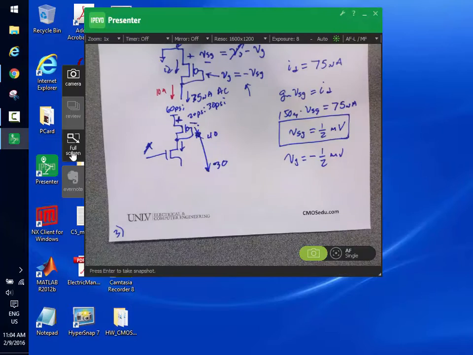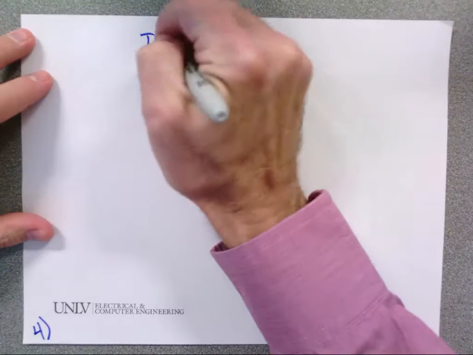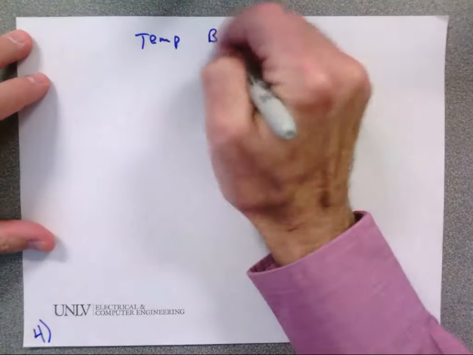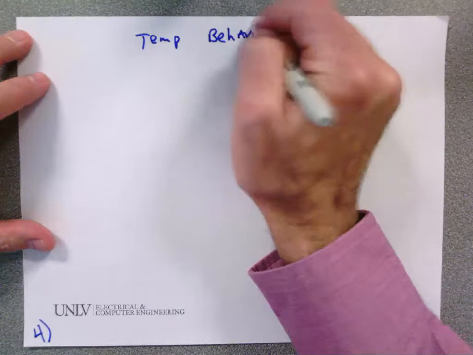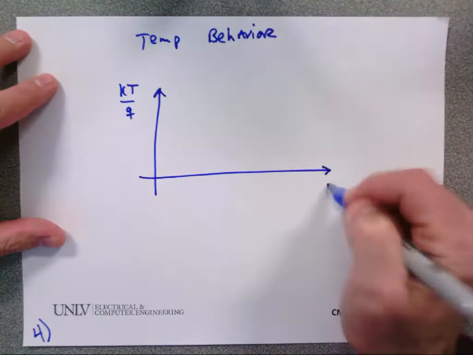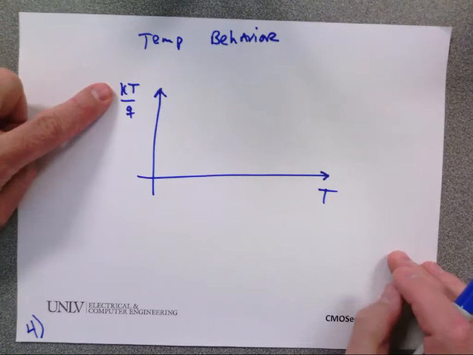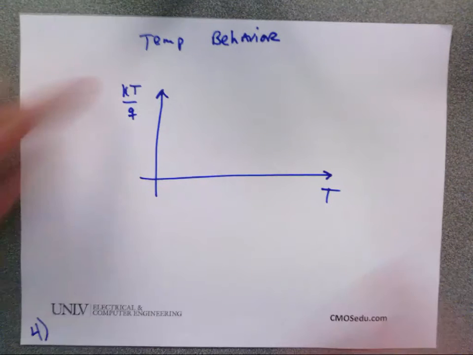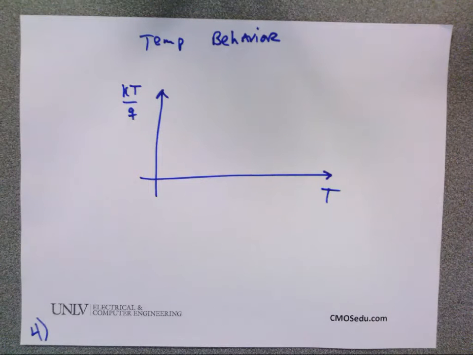So how many people haven't heard of the thermal voltage from microelectronics? KT over Q. What's K? Oh! Boltzmann's constant.